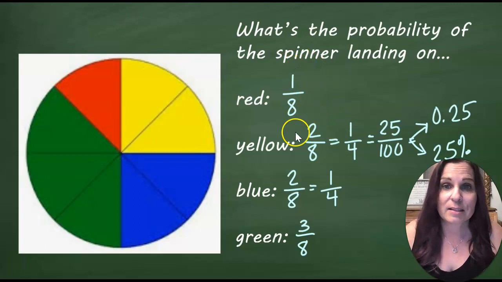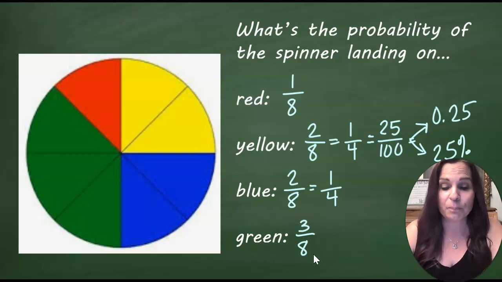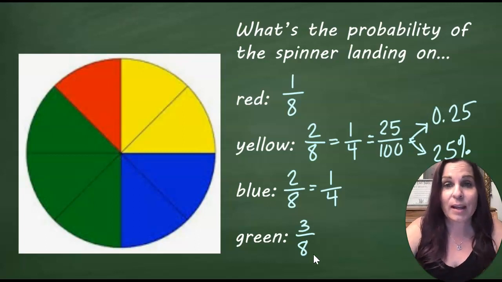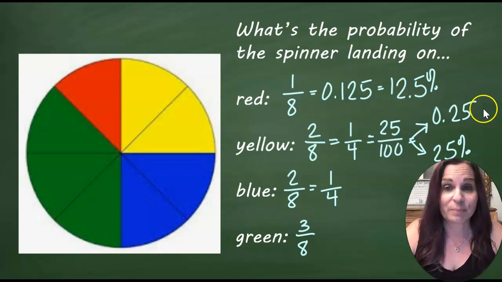Now 1/8 and 3/8, 8 doesn't go into 10. It doesn't go into 100. It does go into 1,000, but that might actually be more work than just dividing. So for those two fractions, I'm going to do 1 divided by 8. 1 divided by 8 equals, and it comes out to be 0.125. As a percent, I would multiply by 100, right? And I would get 12.5%.